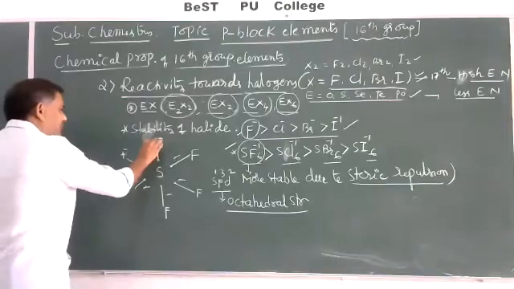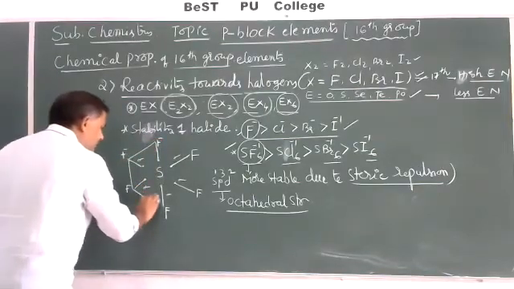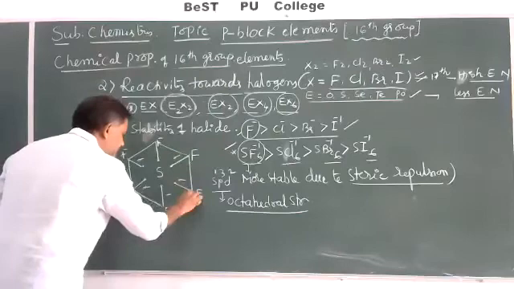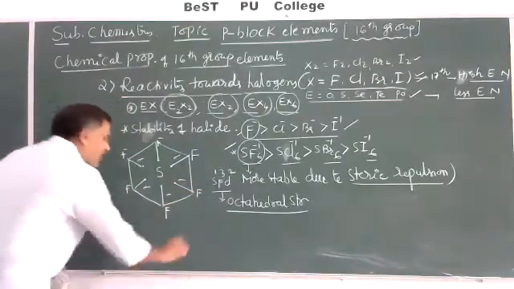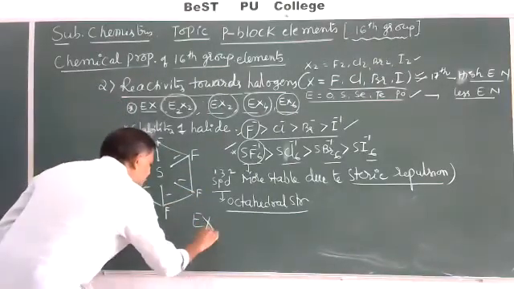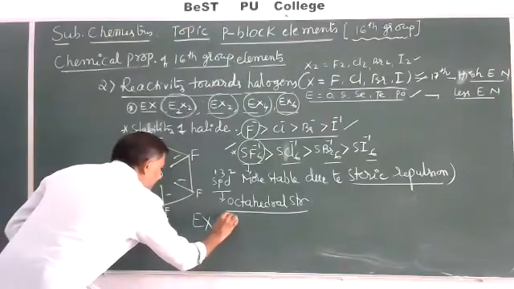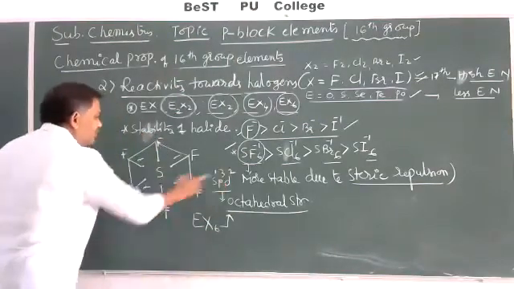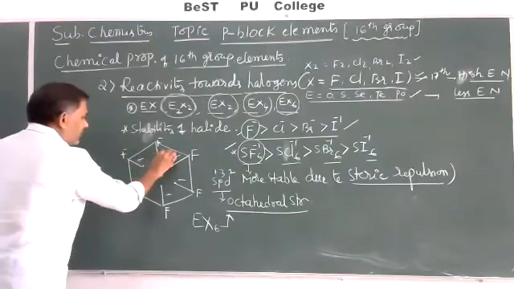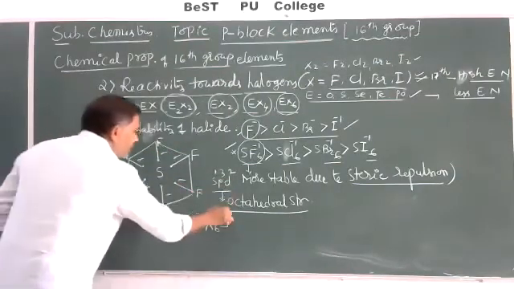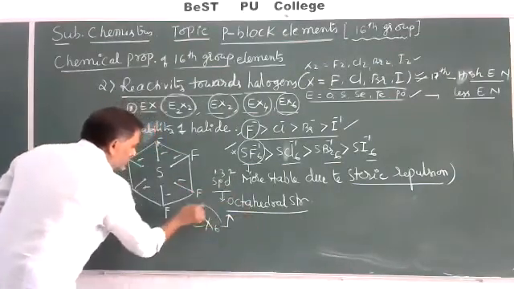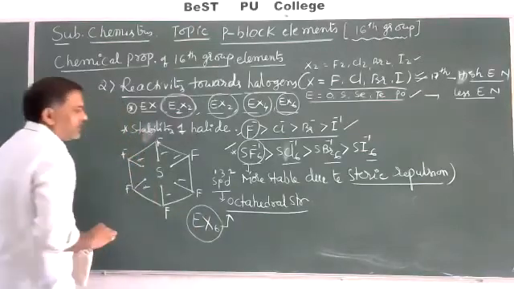Like we can take like this, hexafluorides. So here the EX6 type generally has sp3d2, with 6 sigma covalent bonds, sp3d2 octahedral structure, that is EX6 type.